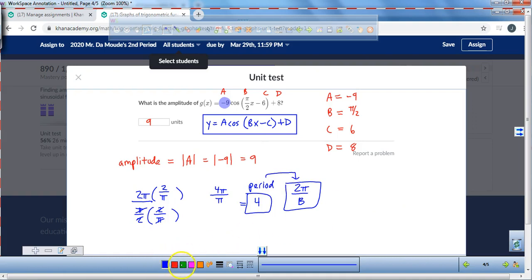Now, our phase shift. That's the C value divided by the B value. Alright? So, if I wanted to find our phase shift, that's C over B. Our C value is 6. Our B value is pi over 2. So if I wanted to find our phase shift, this one would be kind of tricky.